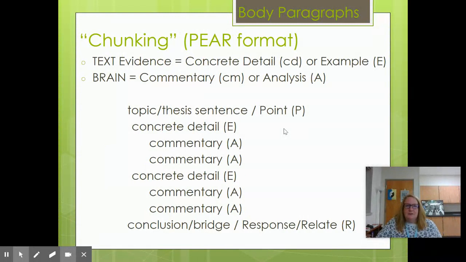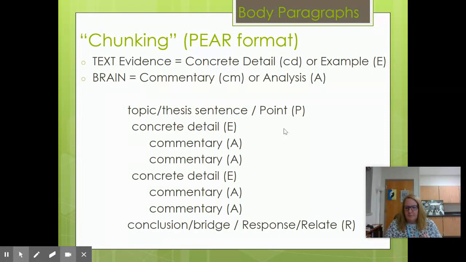Okay, now we're going to talk about body paragraphs. I told you that your body paragraphs are very similar to the PEAR format. As long as you have those components from the paragraph format in your body paragraphs, then you've covered what you need to cover. You need to have a topic sentence or point sentence to show what that paragraph is going to be about. So one of them is going to be about figurative language.